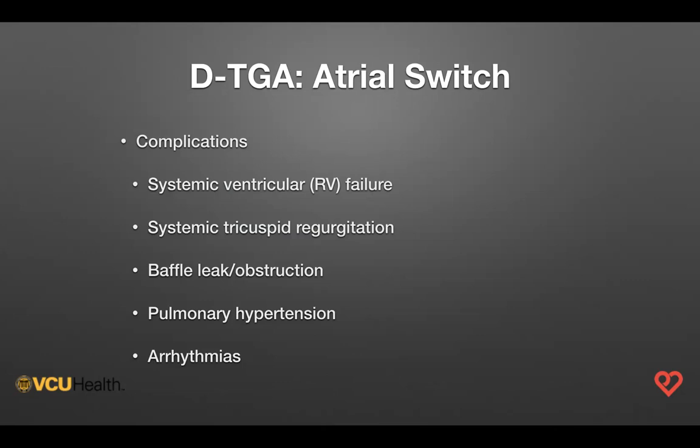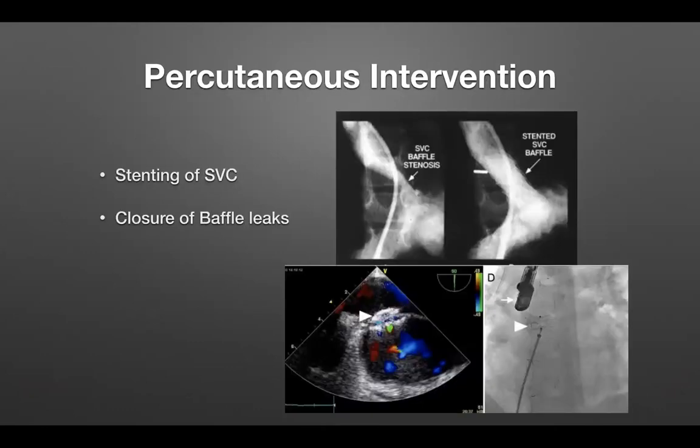And it's important to notice by imaging before putting a device in, such as a pacemaker. These patients can develop pulmonary hypertension and arrhythmias. So this is an example of someone who had SVC baffle stenosis and then underwent stenting. You can also see that when you have a baffle leak, we can have percutaneous closures of this leak.